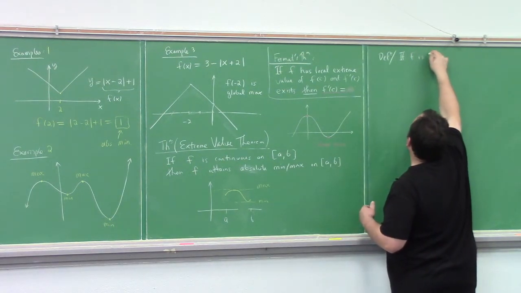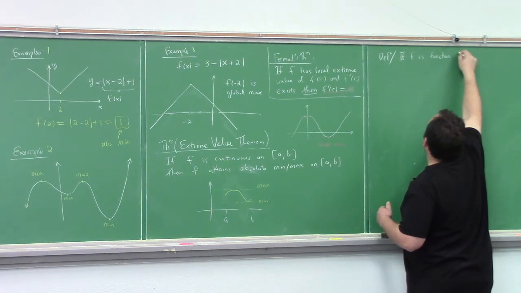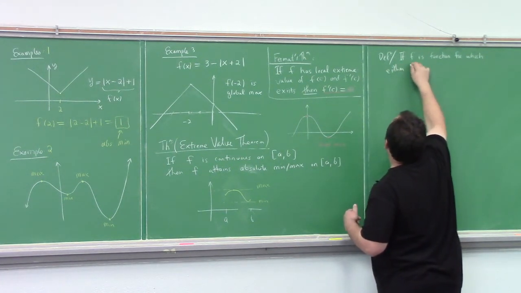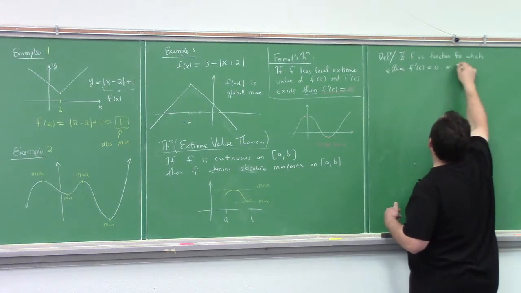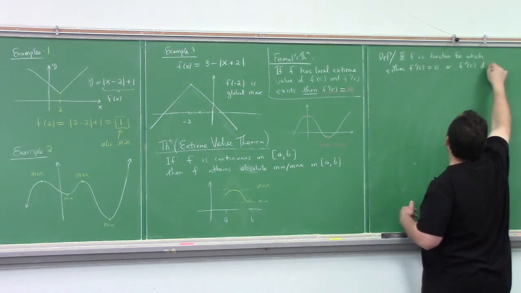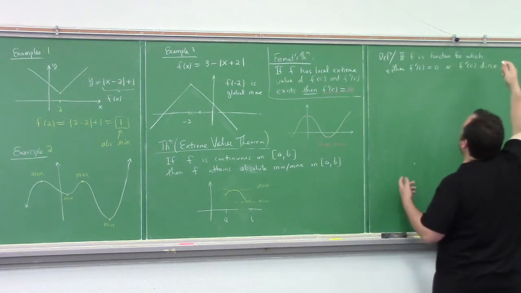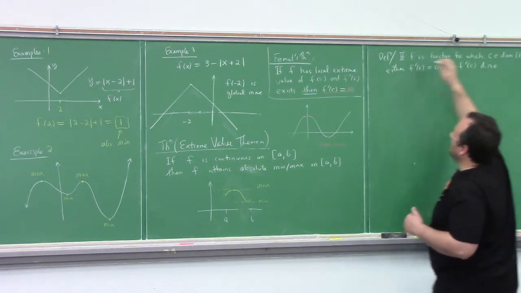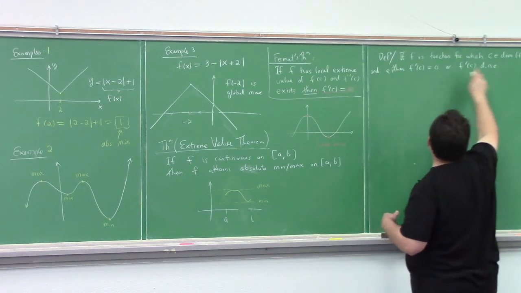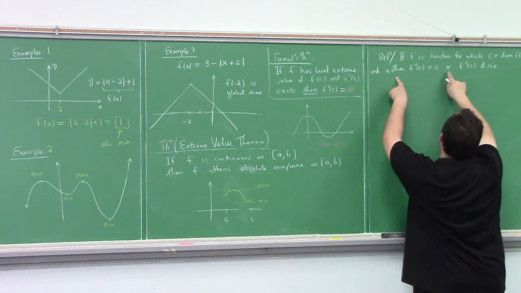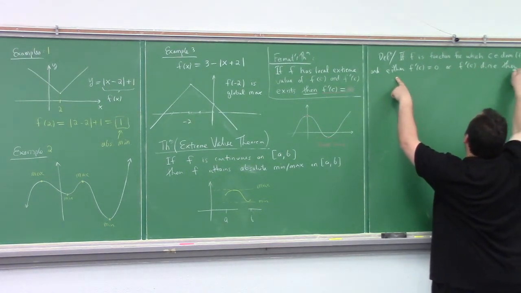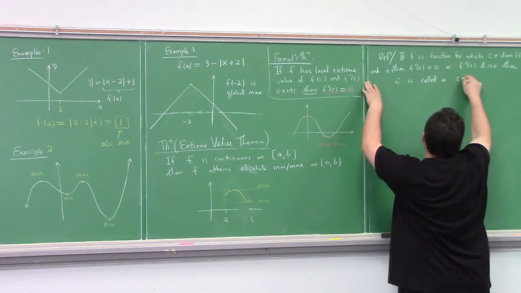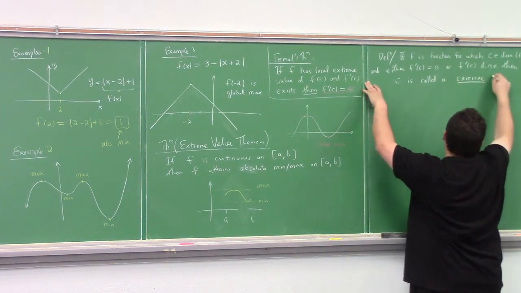If f is a function for which c is in the domain of f, and either f prime of c is equal to 0 or f prime of c does not exist, then c is called a critical number for f. C has to be a point in the domain.